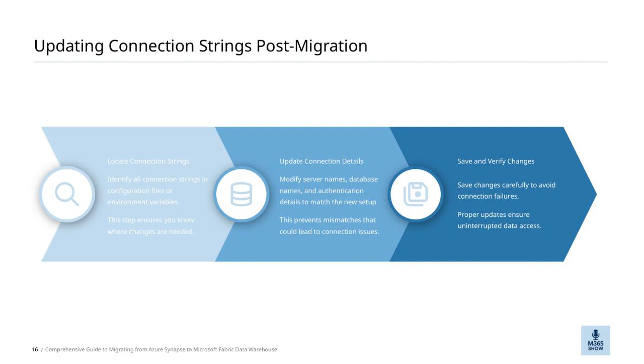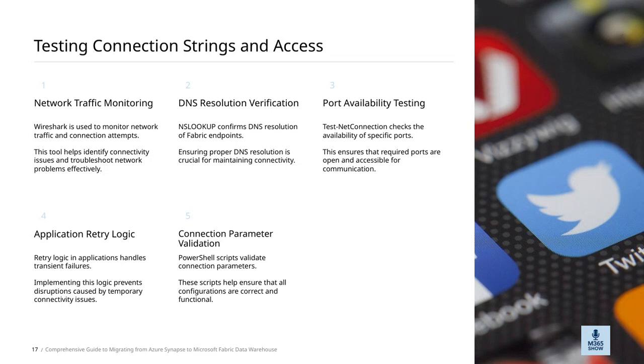Let's talk about testing connection strings and access, which is a crucial part of migrating from Azure Synapse to Microsoft Fabric Data Warehouse. First, we use PowerShell scripts to validate connection parameters. These scripts are essential because they help us ensure that all configurations are correct and functional before we move forward. Next, implementing retry logic in applications is key to handling transient failures. Sometimes, network issues are temporary, and having retry mechanisms in place prevents disruptions and keeps the process smooth.